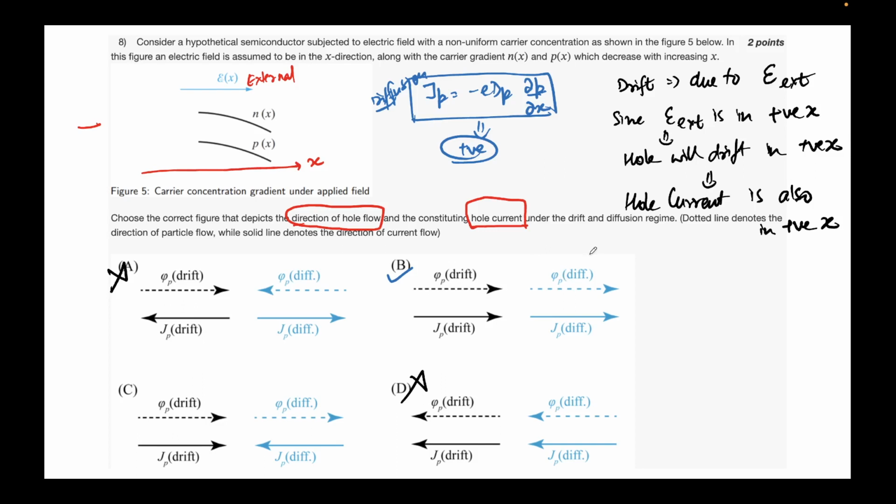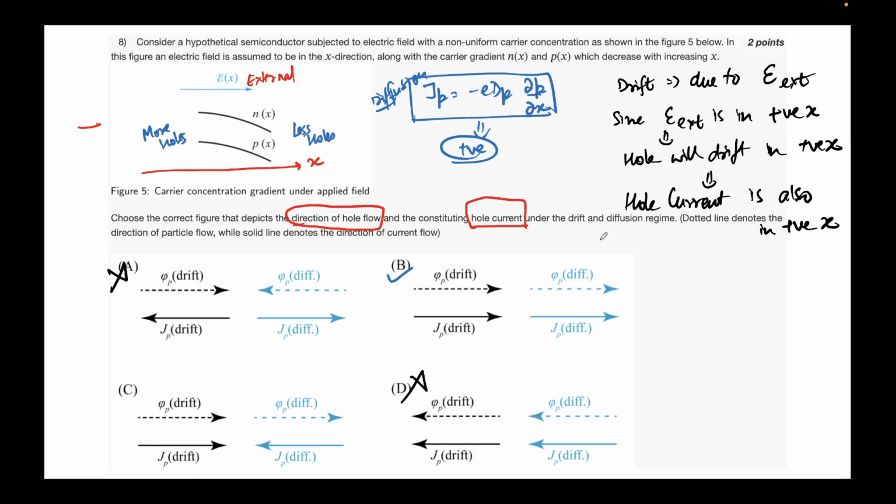Let's also think about the direction of the holes. Just see that here the holes are more on your left, and on the right the holes are fewer, because the concentration is decreasing. So here there are more holes, on the right side there are fewer holes. So the holes will go from this direction to this direction, and the direction will be positive. So again this option is correct. So that completes the analysis of this problem.